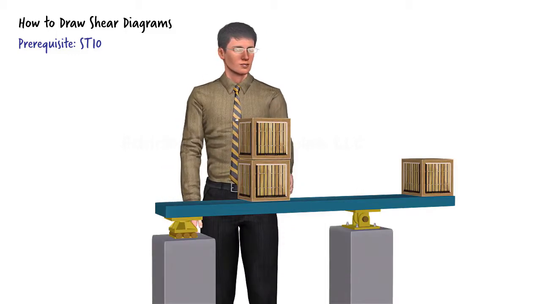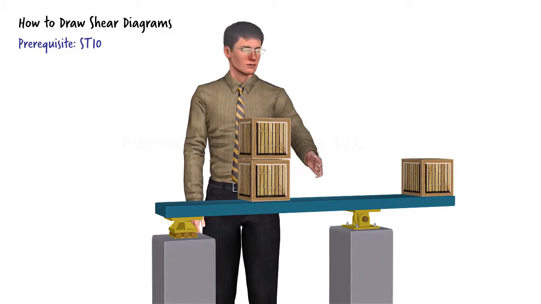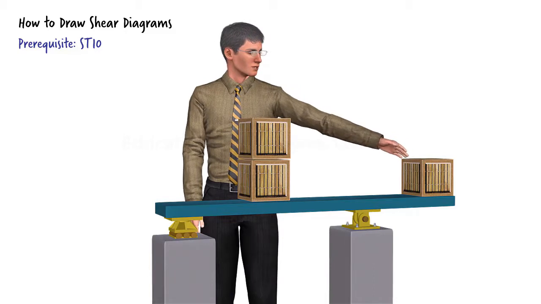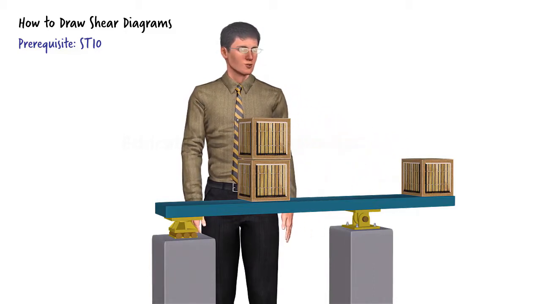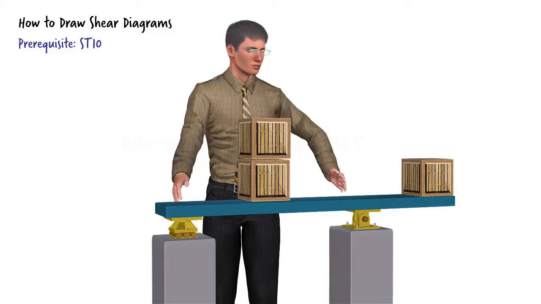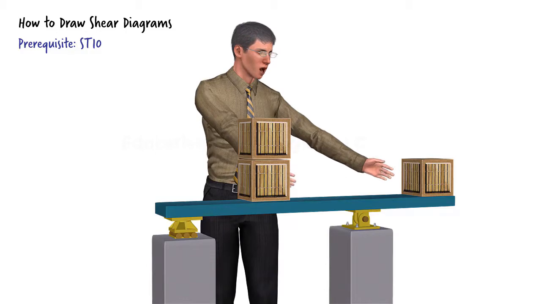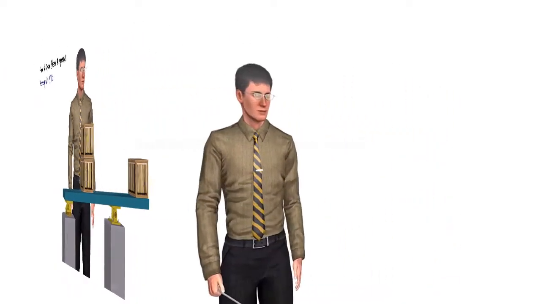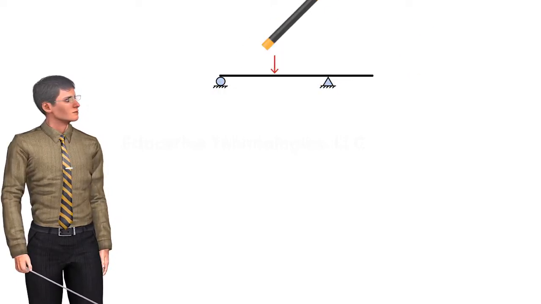Suppose these two crates exert a total force of 1,000 newtons on the beam, and the force exerted by the end crate is 600 newtons. The beam is 8 meters in length. The distance between the two supports is 6 meters, and the crates are placed on the beam 5 meters apart. Let's start by taking a closer look at the beam. Here's a two-dimensional representation of it.